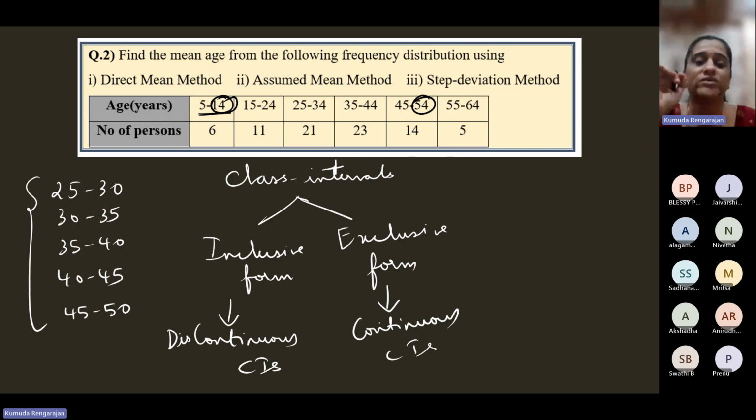They are not continuous. You can see they're not continuous, because after 54, it doesn't continue with 54. It's 55 to 64. So you understand that? So what you see here in this question is a frequency distribution of the inclusive form, wherein the class intervals are of inclusive form.